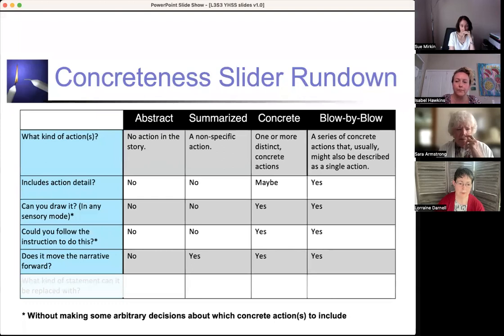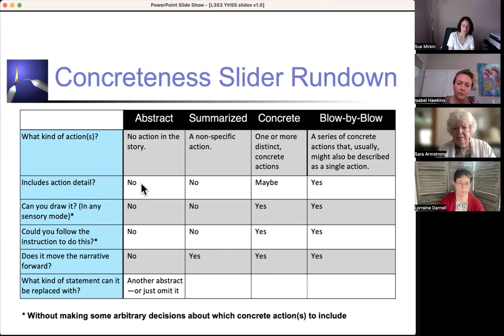All right. One more layer to this rundown, summarizing all the aspects and characteristics of the concreteness slider. What kind of statement can it be replaced with? So an abstract statement can only be replaced with another abstract statement or just omit it. You can always omit it, and it doesn't change the narrative. It changes information about or hints and suggestions about how we might interpret the narrative. But you can only replace it with another abstract statement, or you can just omit it.